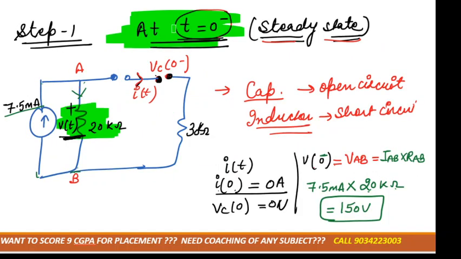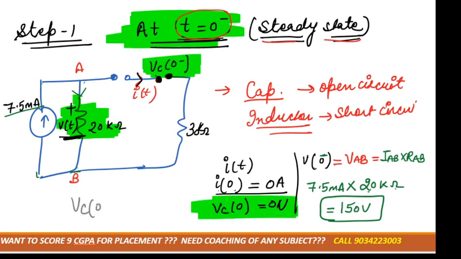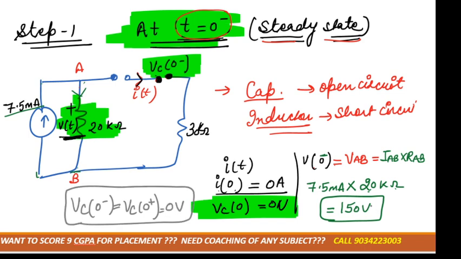Now we have calculated at t equal to 0 minus, Vc 0 minus. Is there any current flowing across this? If no current, then no voltage. So we can say that Vc of 0 minus would be equal to Vc of 0 plus, which would be equal to 0 volt only. This 150 volt is the voltage across the resistor, that is, the voltage across 20 kilo ohm. Any doubt up to here? First tell me.